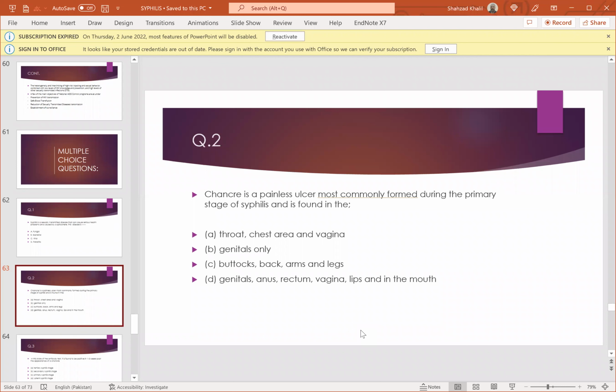Chancre is a painless ulcer most commonly formed during the primary stage of syphilis. It is found in the throat, chest area, vagina, genitals, buttocks, back, arms and legs, anus, rectum, lips, and in the mouth. D is the correct answer. Chancre can occur in all of these sites, so option D is correct.